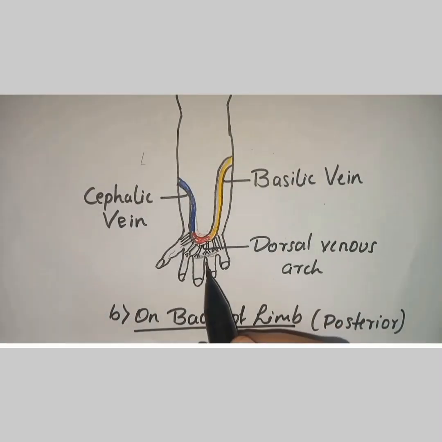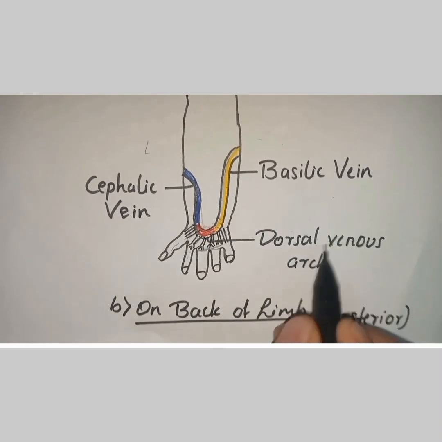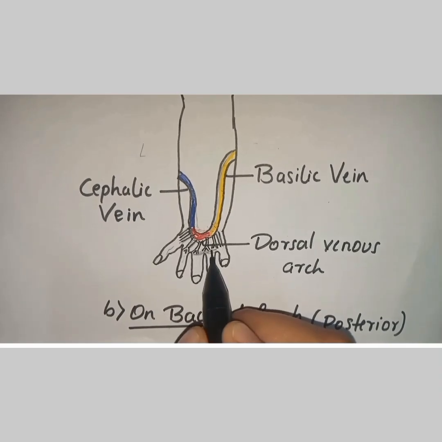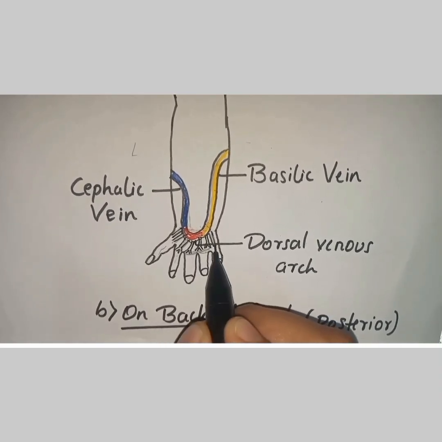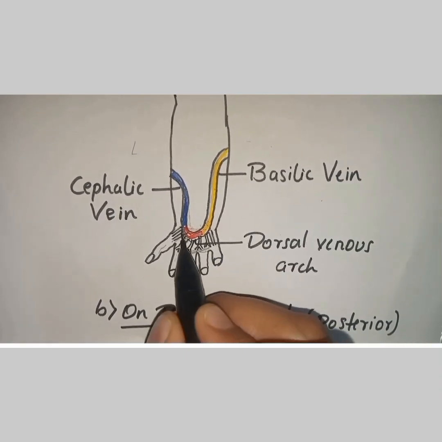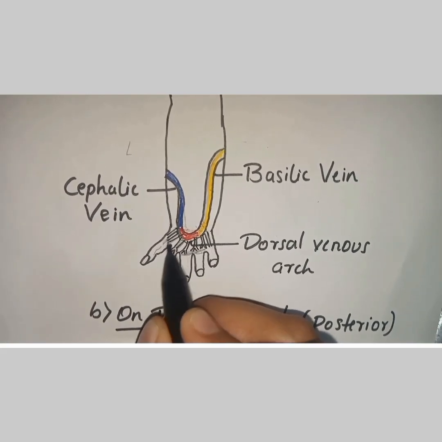Now let's see here. As you can see, the red color I have marked here is the dorsal venous arch. 3 dorsal metacarpal veins, a dorsal digital vein from the medial side of the little finger, a dorsal digital vein from the radial side of the index finger, and 2 dorsal digital veins from the thumb.